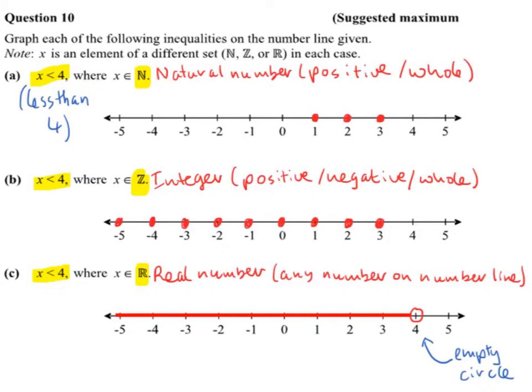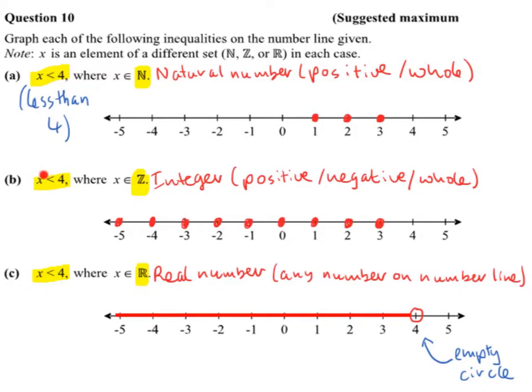So x is less than 4, so it does not include 4. So we do not put a dot above the 4 because it's saying that it is less than 4. So we're going to put a dot above 3, 2, and 1 because it has to be an element of N. It has to be a natural number. And 0, minus 1, minus 2, minus 3, etc. are not natural numbers. They are not positive numbers. So the only numbers that we put dots above are 1, 2, and 3.